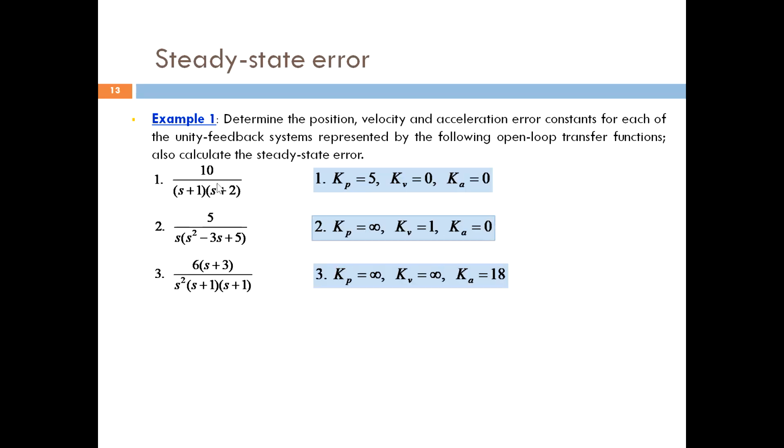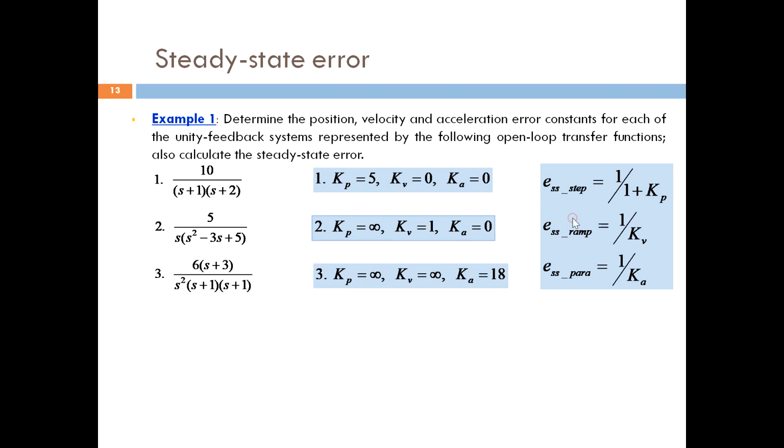So for system 1, we've got these error constants. Position error constant is 5, velocity error constant is 0, and acceleration error constant is also 0. Okay, and we also have the corresponding values for the other two systems. Okay, so these are the error constants. Obviously, you still have to work out the steady state error, and the expression for the steady state error are given here. So please work this out.